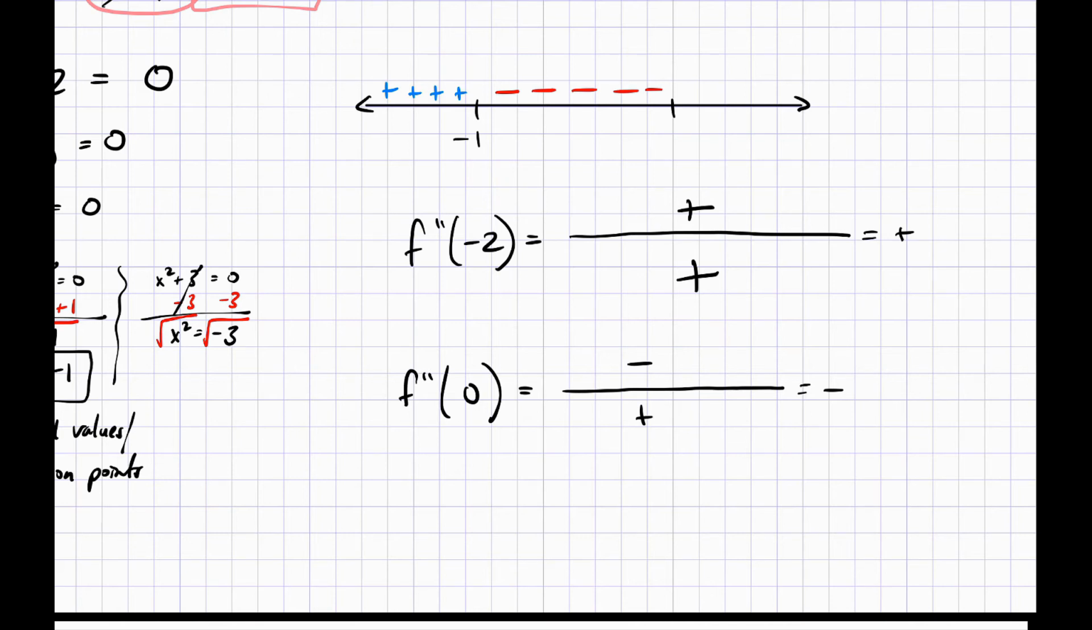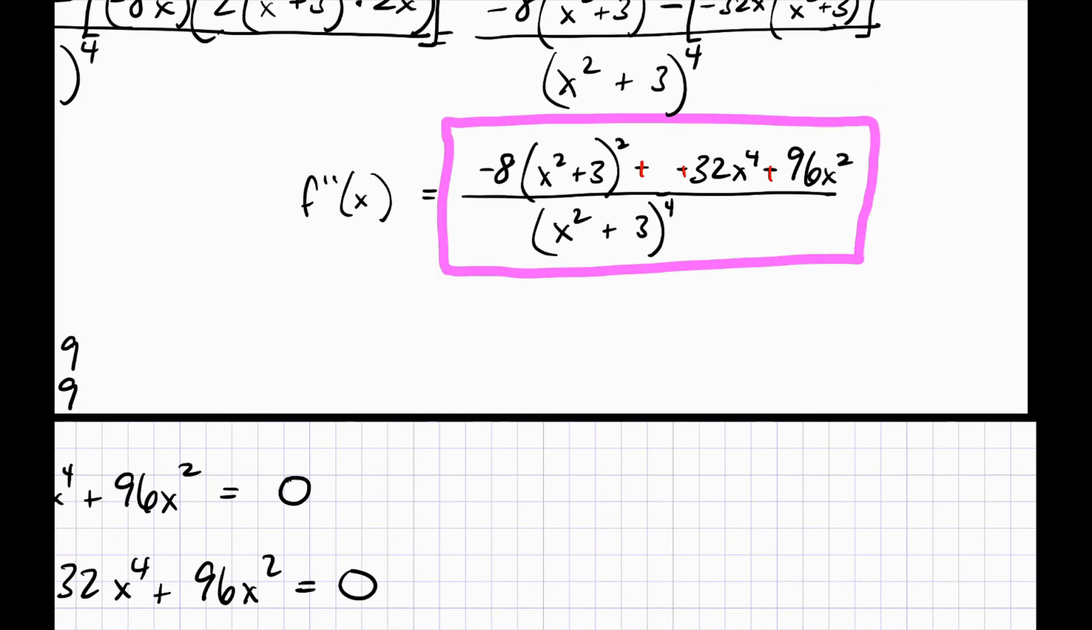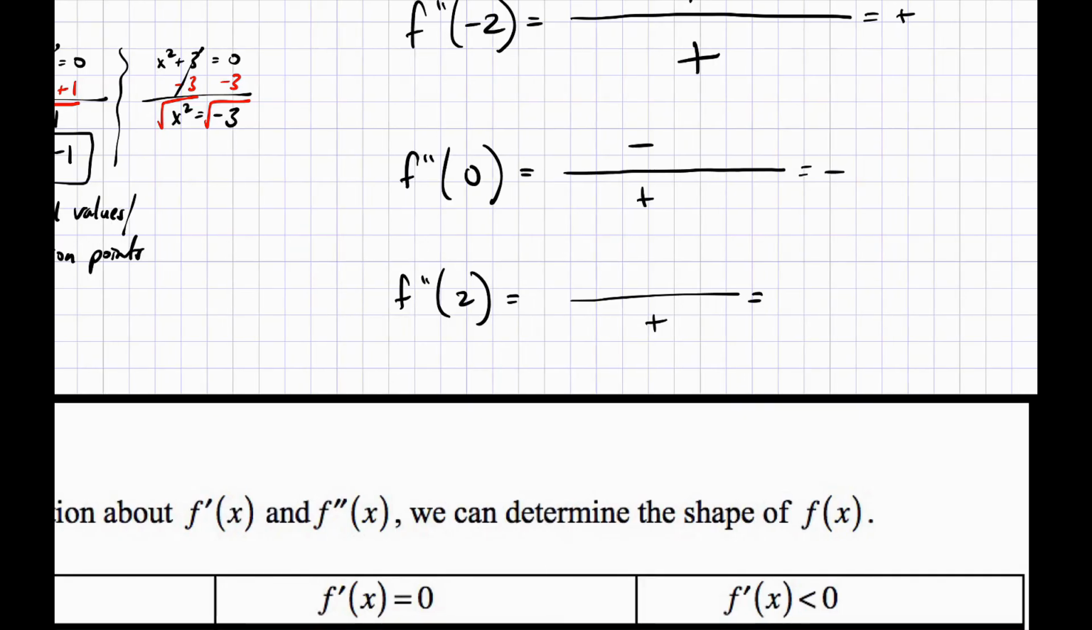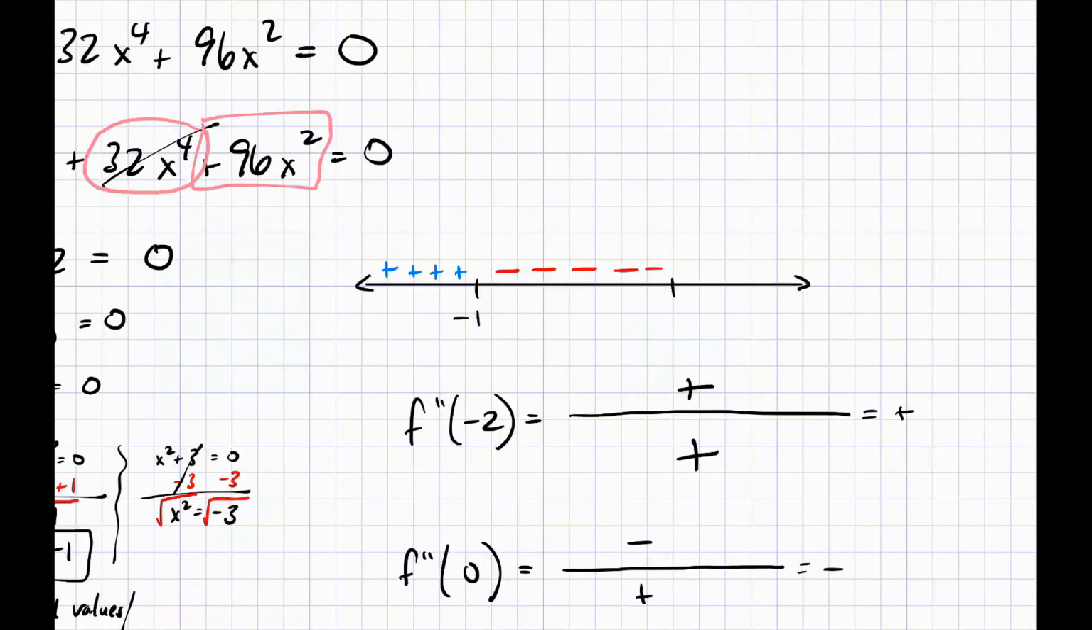And then the last one, plug in positive 2. Well, I'm going to have a positive on the bottom. We know that. When I plug in positives, I'm going to get the same number that I got with the negative 2, because negative 2 squared and positive 2 squared are the same number. Negative 2 to the 4th power and positive 2 to the 4th power are the same number. So this will have the same answer. It'll be positive.